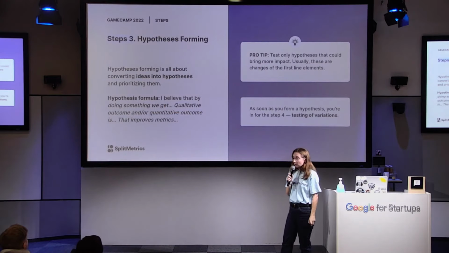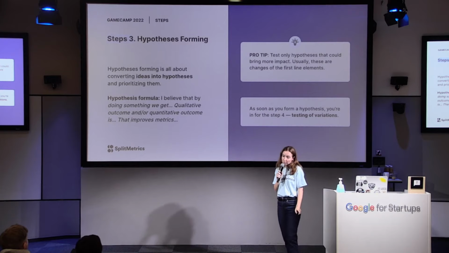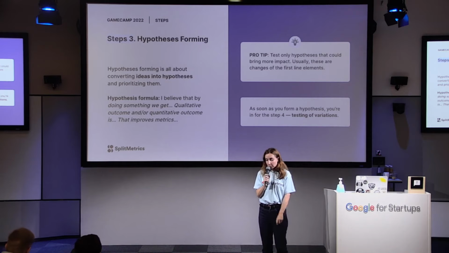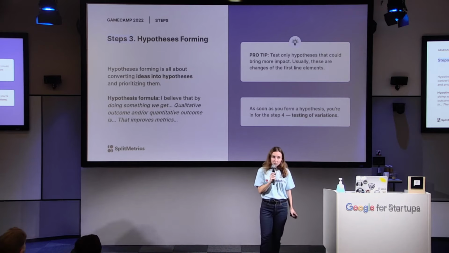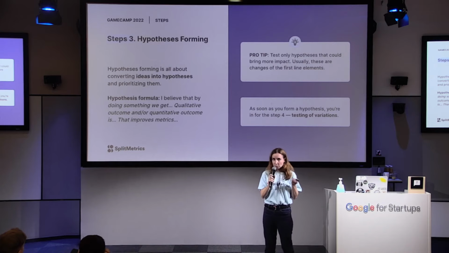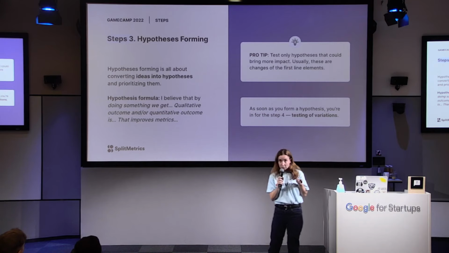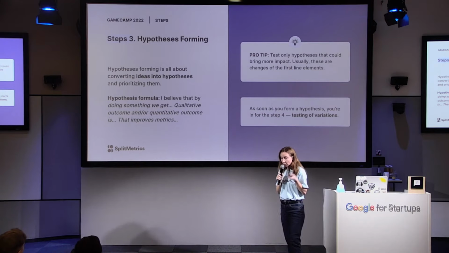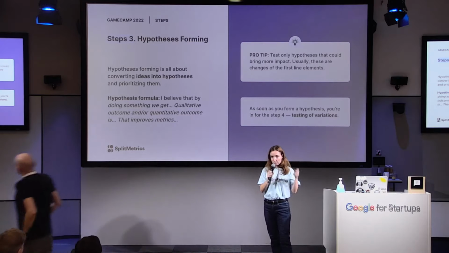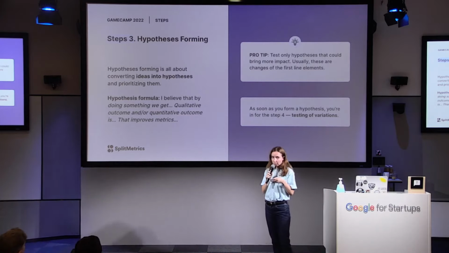Step number 3 is a little bit boring too, but do not test ideas, test hypotheses. That's important, because if you test a hypothesis, you will know in advance what result you want to get and how to analyze it. The hypothesis formula sounds like: I believe that by doing something, for example changing the screenshot orientation, we get some specific outcome, and that improves some specific metric.